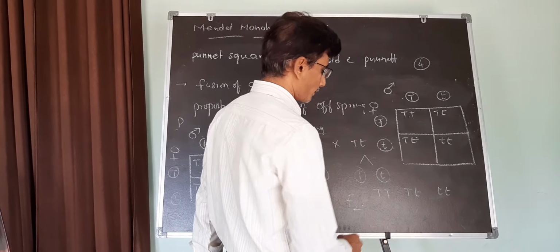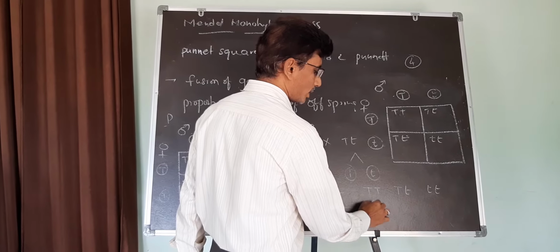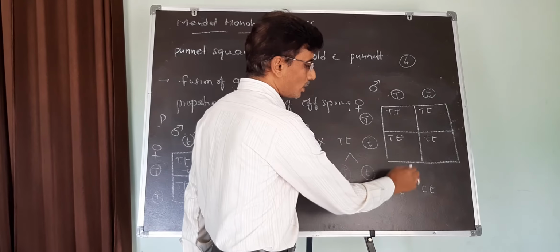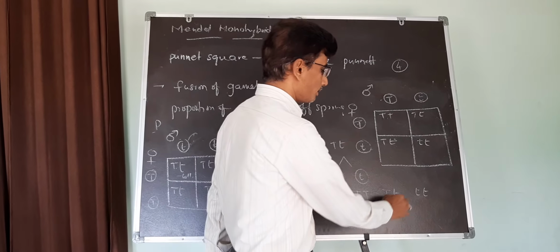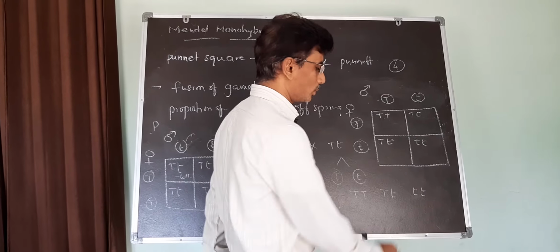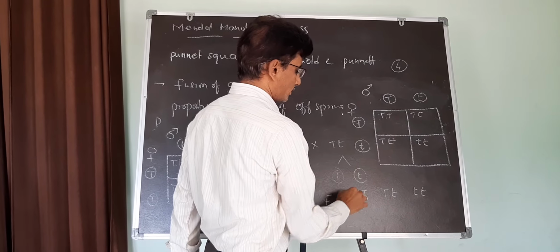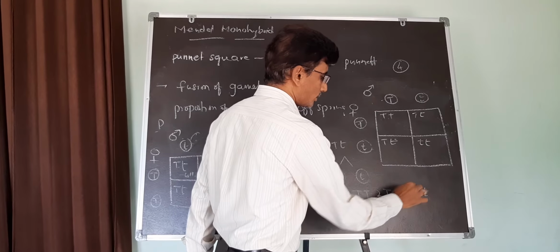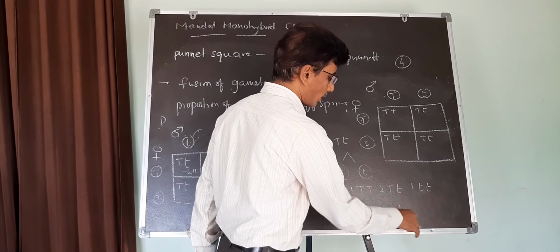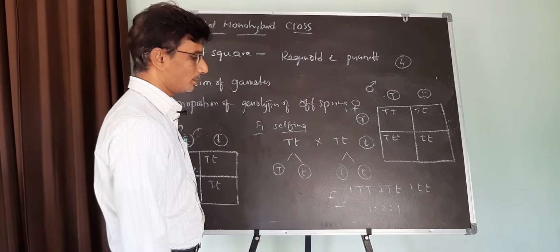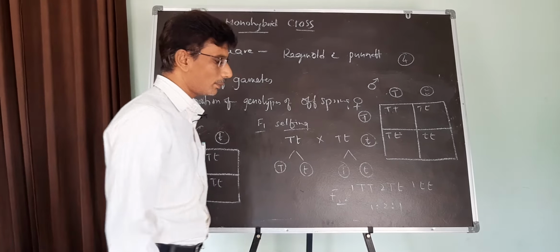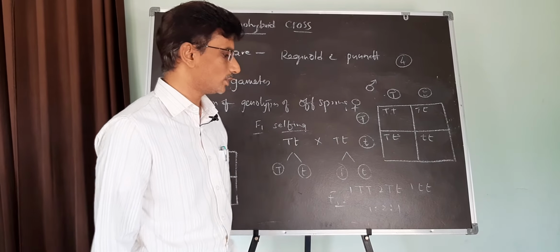Remember very carefully. The capital T is homozygous tall. Capital T small t is heterozygous tall. This is the small t, homozygous dwarf. So how many are there? This is 1, these are 2, this is 1. So this is 1:2:1. This is the genotypic ratio. So the Mendel monohybrid cross genotypic ratio is 1:2:1.